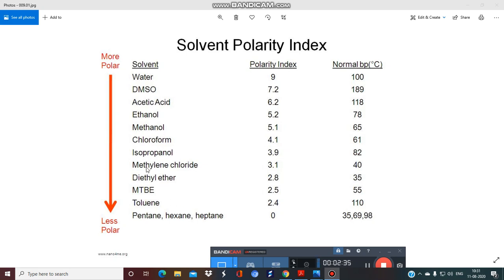Then isopropanol, methylene chloride. Always remember that these values might vary with the grade of the solvent, because organic solvents come in different grades. So one should always see the label of the bottle while using the solvent for chromatography, and read the specification mentioned on the label: what is the polarity index, what is the purity, what is the percentage of purity, etc.